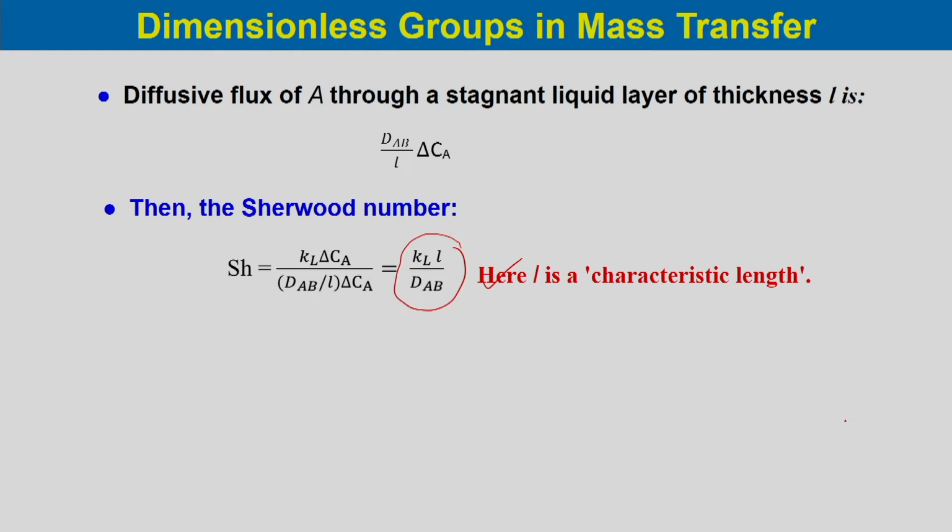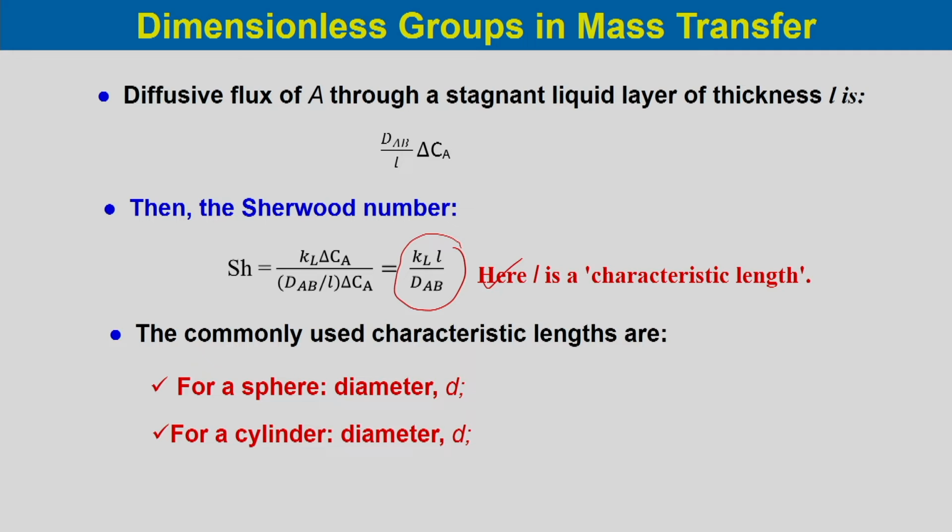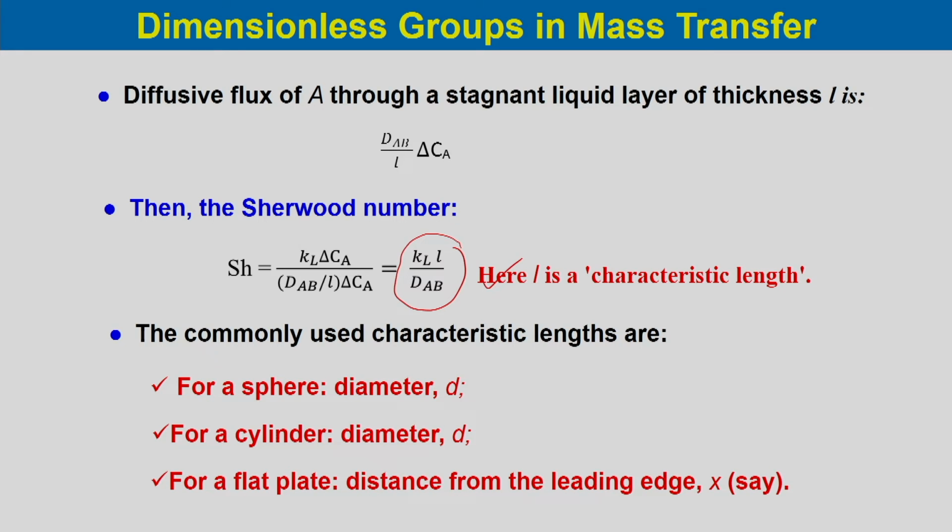So, here L is the characteristic length. The commonly used characteristic lengths in different cases are as follows. If we consider a sphere of diameter d, then d is the characteristic length. In case of a cylinder, the diameter d is the characteristic length, and for a flat plate the distance from the leading edge x is the characteristic length. So, these are the commonly used characteristic lengths.